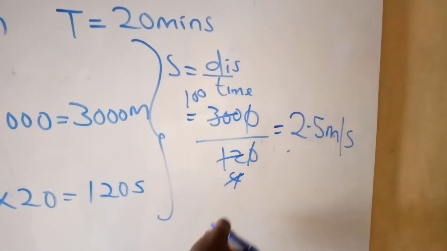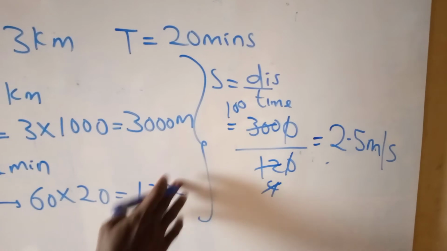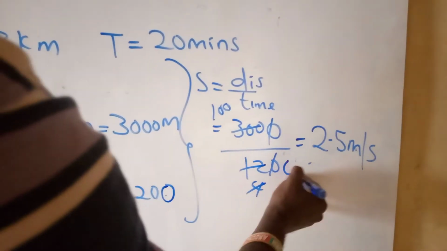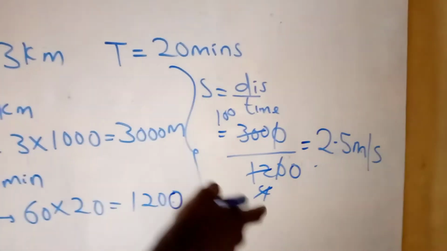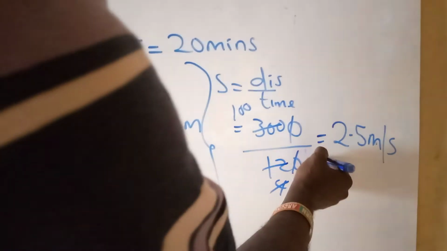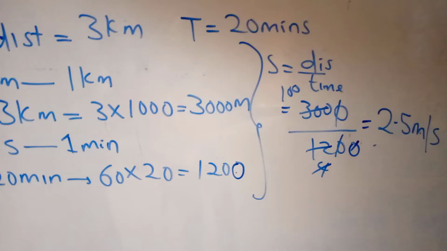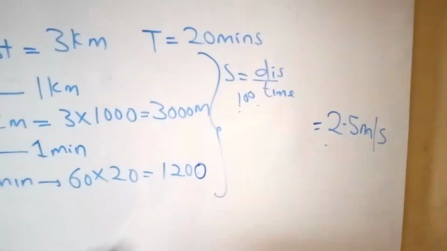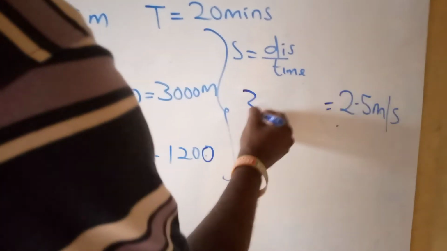Here, that is 3,000 meters over 20 times 60, which is 1,200. Beautiful. When you do this and that together, it gives you 2.5. But I want us to do this properly, for the sake of those that are not particularly good in short division. So I'll take it again.